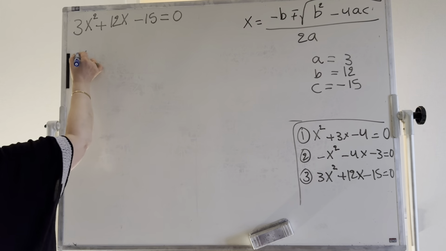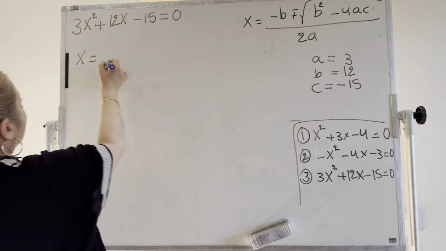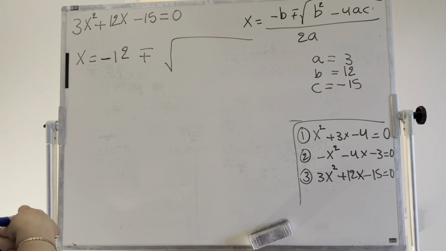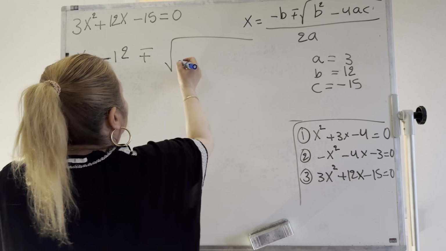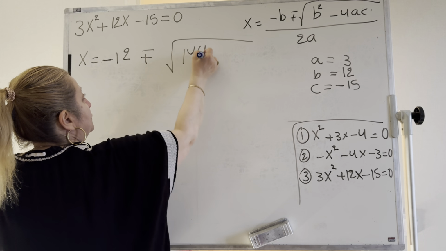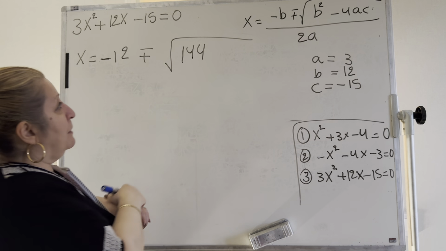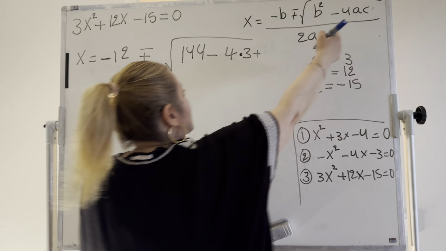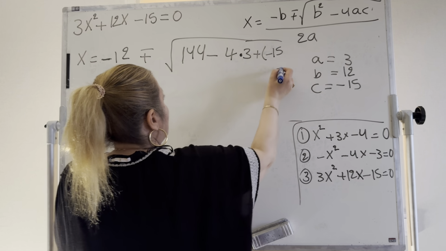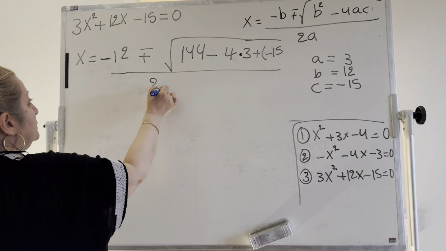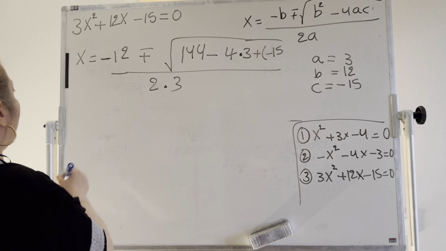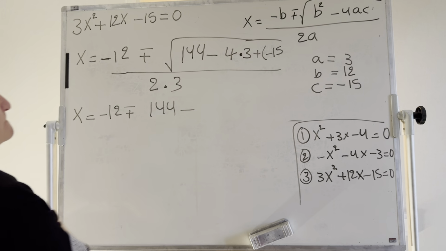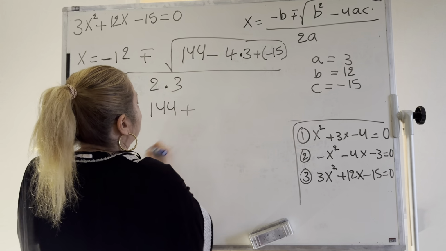The formula: x equals minus b, b is 12, so minus 12, plus or minus the square root. b squared, I have 12 times 12, 144, minus 4 times a, which equals 3, times c, which equals minus 15, and divided by 2 times a, where a equals 3. x equals minus 12 plus or minus the square root of 144 minus, here I have two minuses and it will be plus.